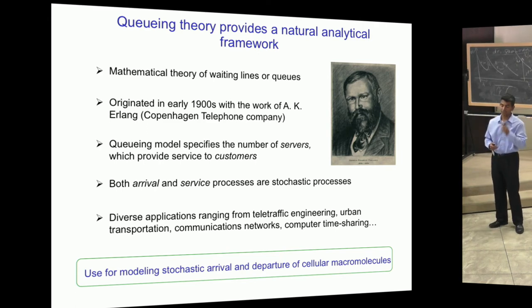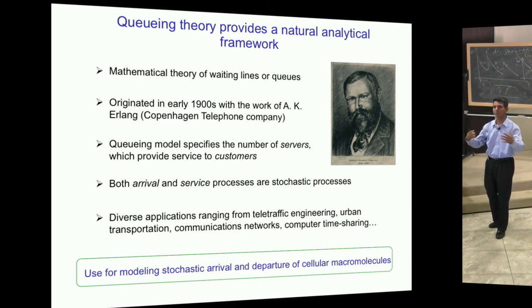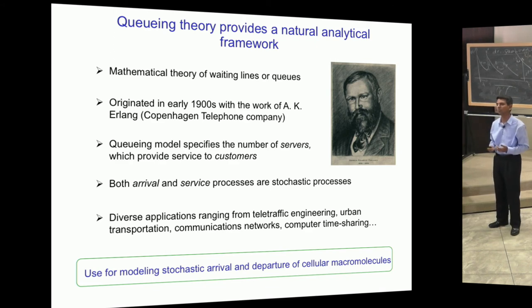It turns out that there's a wide range of applications, primarily in engineering, teletraffic engineering of course, but even when the internet was designed, the protocols, a lot of queuing theory was used in this. So a lot of applications in engineering actually use queuing theory. And so we realized that maybe we could also use it to model the stochastic arrival and departure of cellular macromolecules.